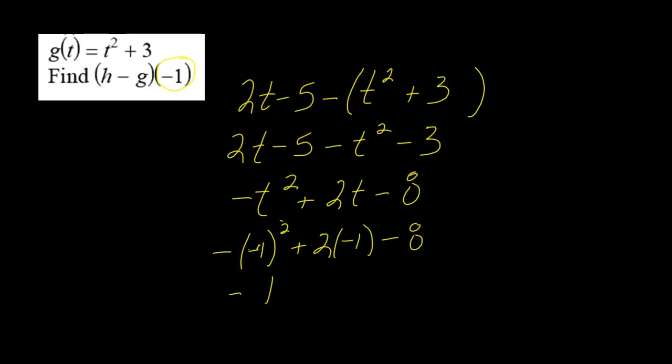So it's just going to change that negative 1 to a positive, but then this negative still is out front. And then 2 times negative 1 is negative 2, minus 8. So that's negative 11. So again, we had a number here, which means we're going to get a number for an answer.